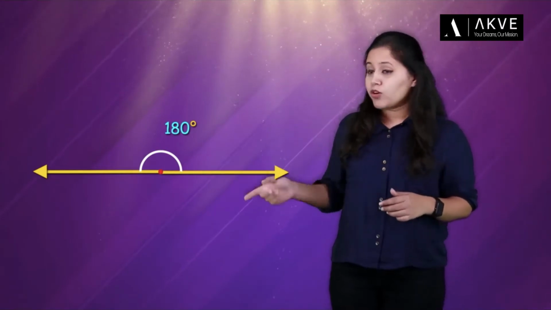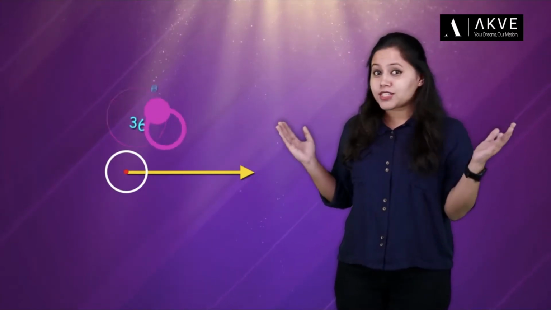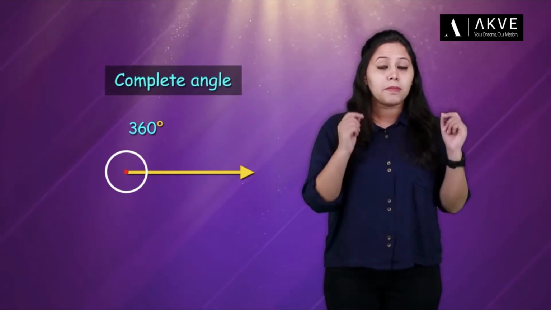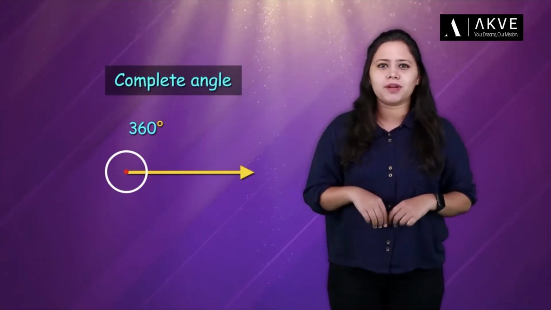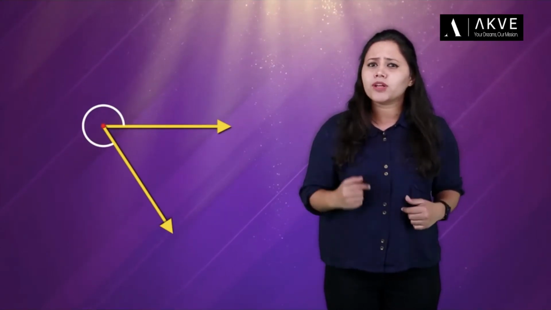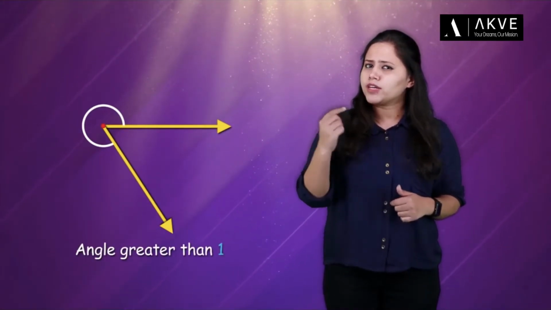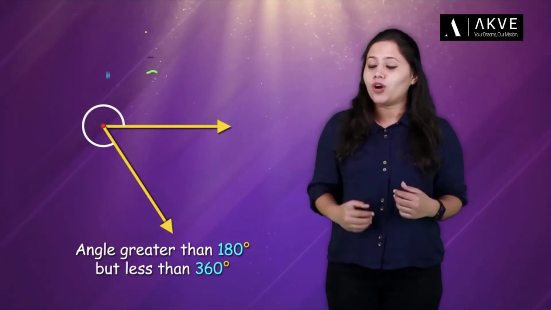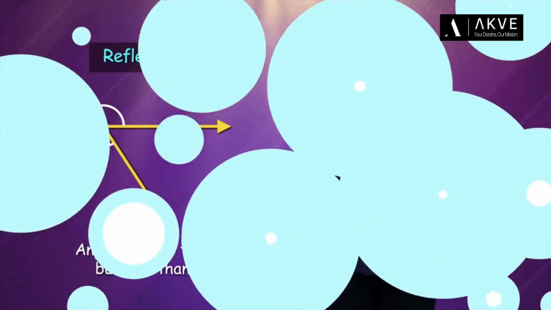But what if one of the arms rotates completely and overlaps the previous arm? We get 360 degrees. This one is called a complete angle, perhaps because one rotation is complete. So that's all about different types of angles. Well, wait a minute. Are we forgetting something? What about an angle that is greater than 180 degrees and less than 360 degrees? It's called a reflex angle.